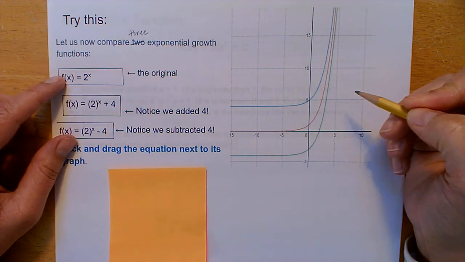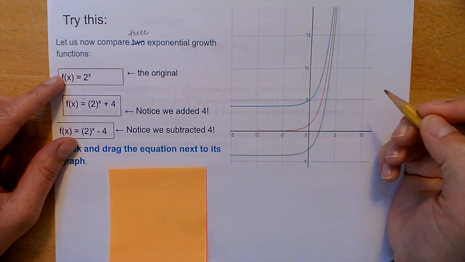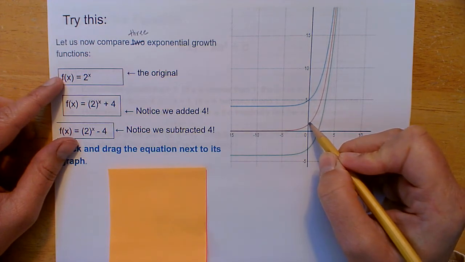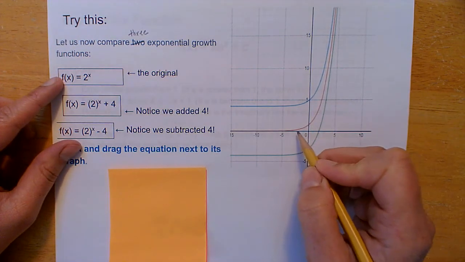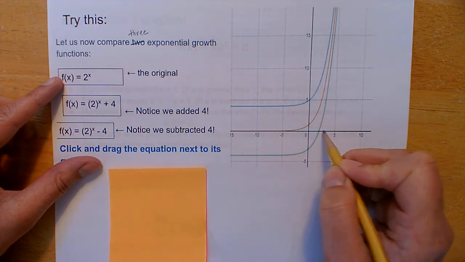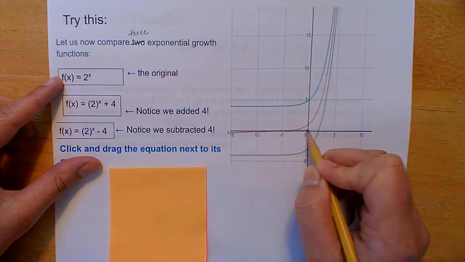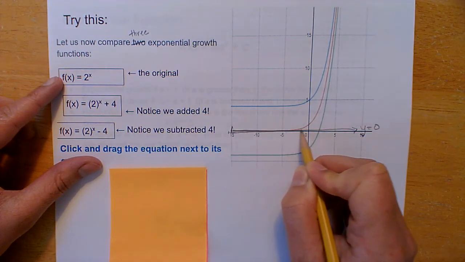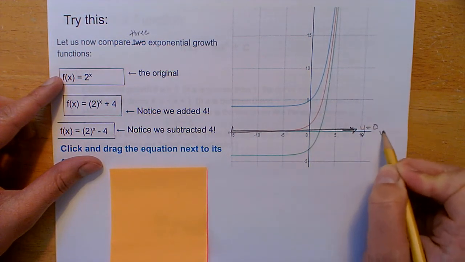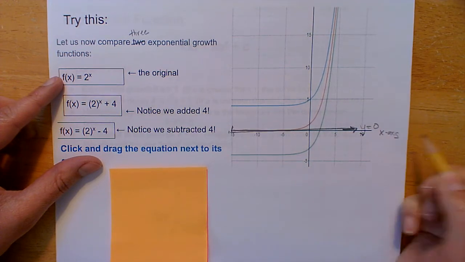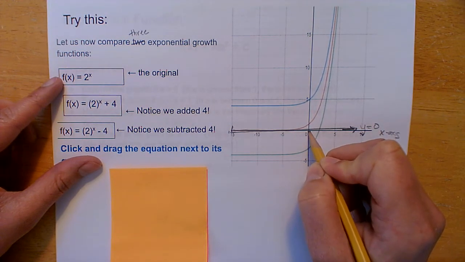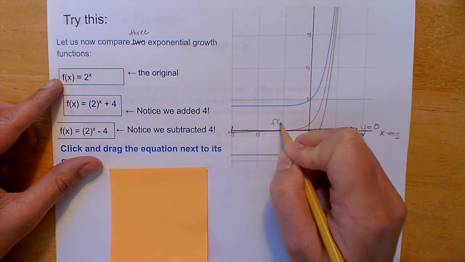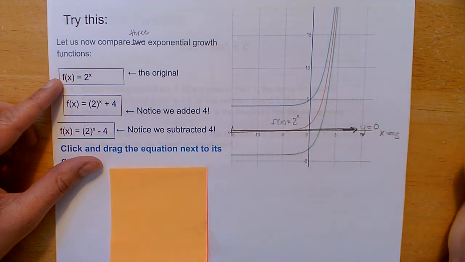So let's start with the original. The original is going to be f of x equals 2 to the x. That is going to be this red one. This is because our horizontal asymptote right here is going to be the line y equals 0. And the line y equals 0 is actually our x-axis. So it starts with the y-intercept at 1. So this red one right here, this is f of x equals 2 to the x.